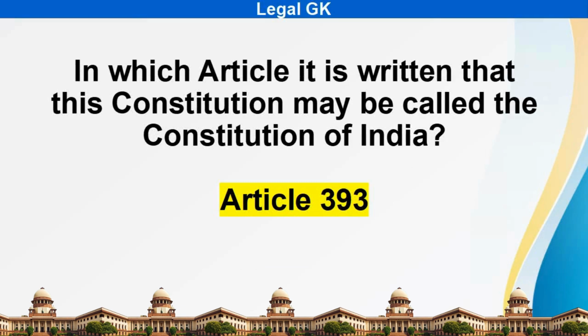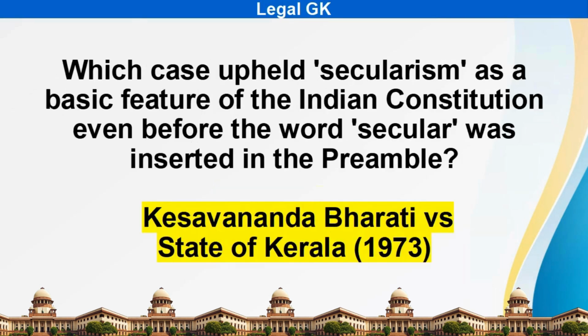In which article is it written that this constitution may be called the Constitution of India? Article 393. Which case upheld secularism as a basic feature of the Indian Constitution even before the word secular was inserted in the preamble? Kesavananda Bharati versus State of Kerala, 1973.